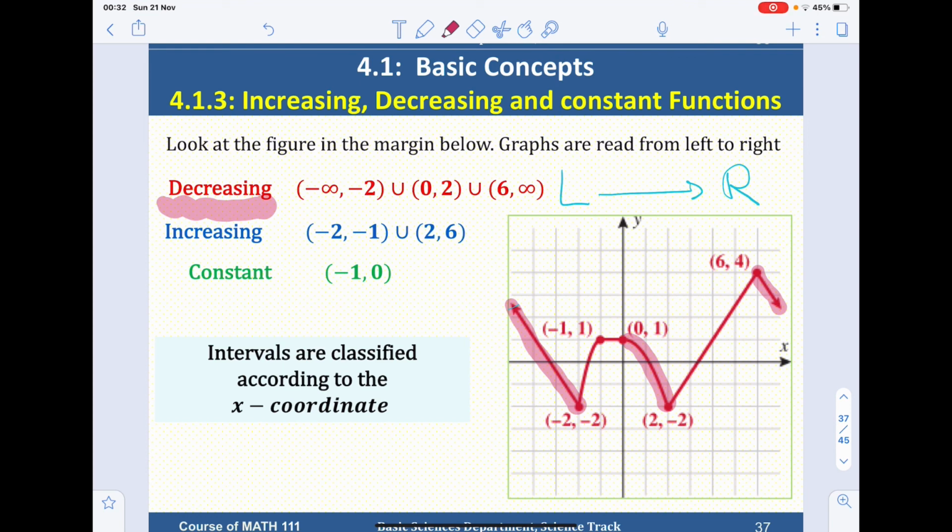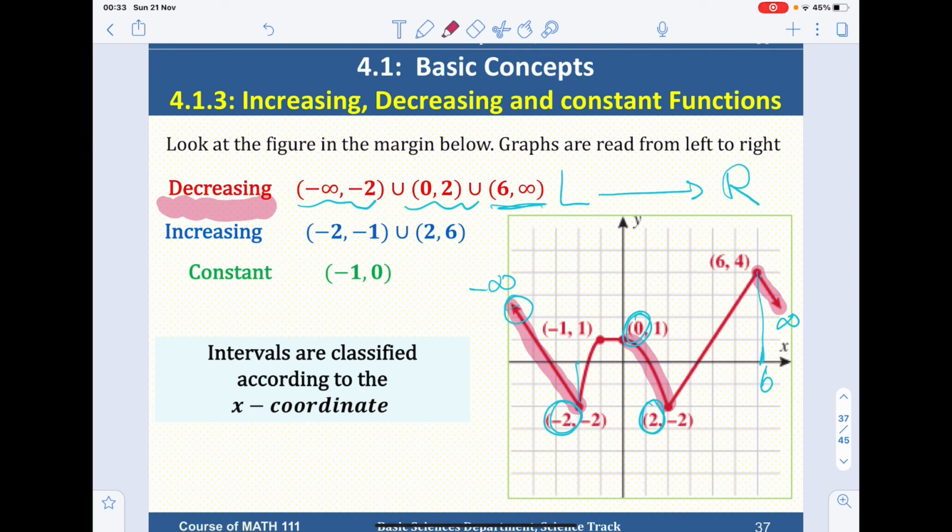So the interval in this case, since this is open, would be from negative infinity to negative 2, which is the first one. Then for this one it is from 0 to 2. Then for the third one, it's from this point, 6, to infinity. So from 6 to infinity.